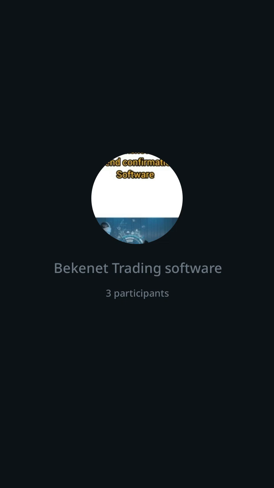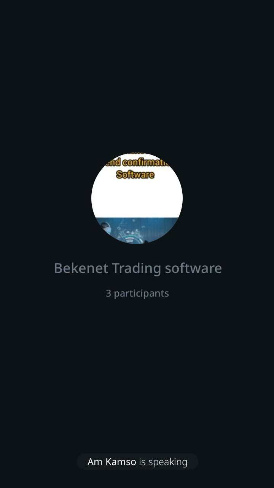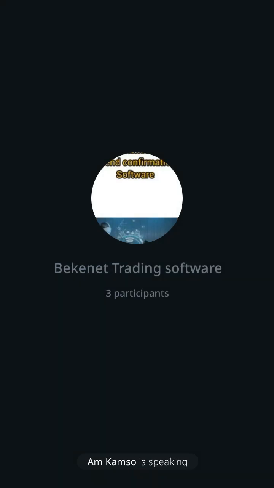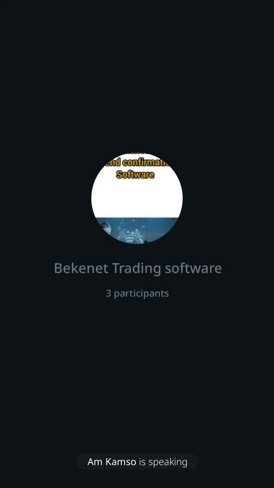Is that understood? Okay. Going about receiving the signal, then you have to go to the signal alert, right? Sir, understand me. Crypto, you don't need to pay any money to have access. But if you want to be receiving alert notifications, then you have to fund your SMS wallet so that you can be paying MTN from there, 20 naira per SMS.